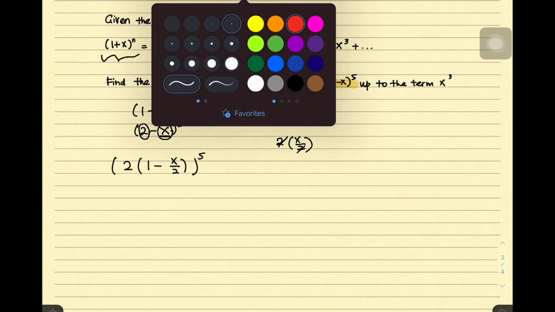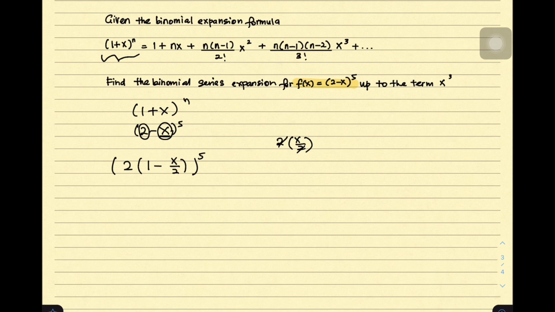Okay, cara dia bila kita faktorkan macam ni, awak kena make sure bila awak darab balik ke dalam, awak dapat balik yang original term ni. So 2 darab 1 contohnya, awak dapat 2, tolak 2 darab x per 2, awak dapat x. Awak dapat balik 2 minus x.